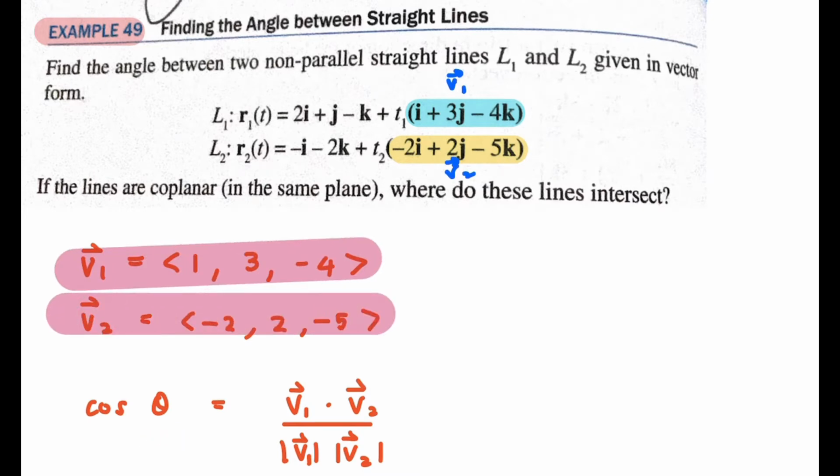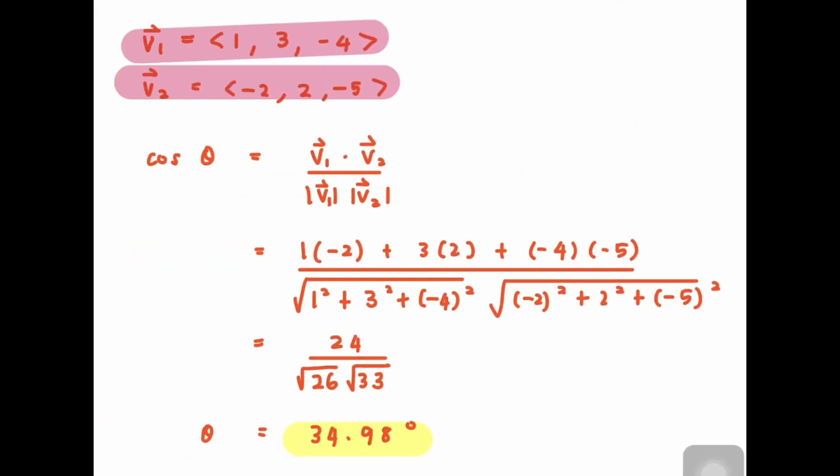Cos theta is equal to V1 dot V2 over magnitude V1 magnitude V2. So just do dot product, 1 times negative 2 plus 3 times 2 plus negative 4 times negative 5. And let's divide with magnitude of V1, square root of 1 squared plus 3 squared plus negative 4 squared, and also magnitude of V2, which is square root of negative 2 squared plus 2 squared plus negative 5 squared.